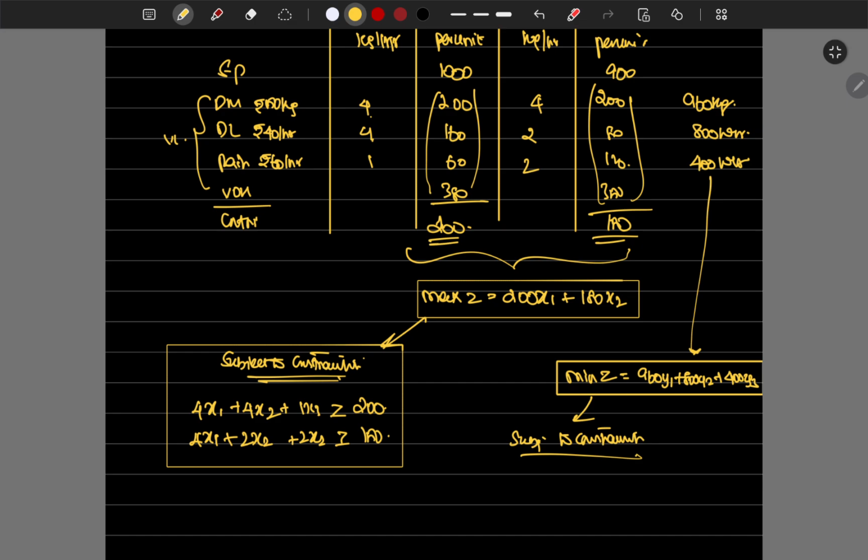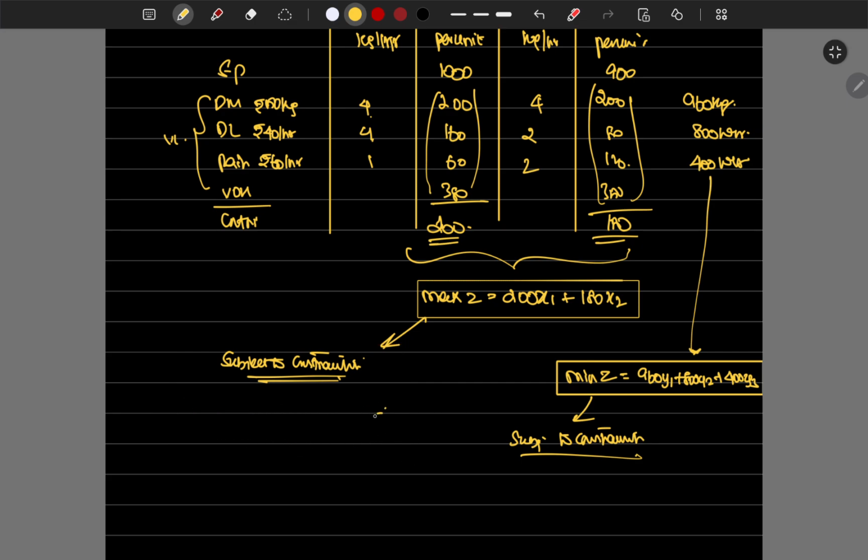Then comes minimization of z. When we want to minimize z, what are all the things we'll be considering? Sorry, we have taken these things wrong; actually we should not take it like this. We have to take it like this. So 4x1 plus 4x2 is what earns this 200 and 180 contribution.